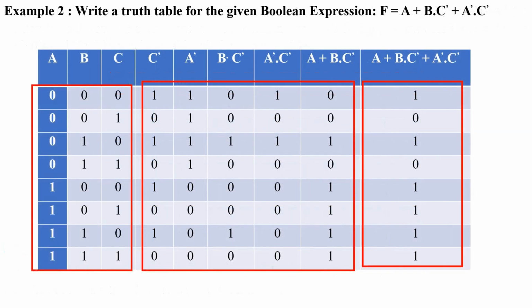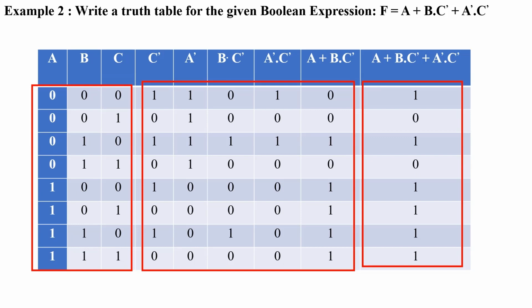Let's look at another example. Write a truth table for the given Boolean expression F equals A plus B dot C complement plus A complement dot C complement. Now, look at this table. Step 1. In the given expression, there are 3 variables A, B, and C. Step 2. Draw the columns for each possible input variable combination. 2 power 3 is equal to 8 rows.